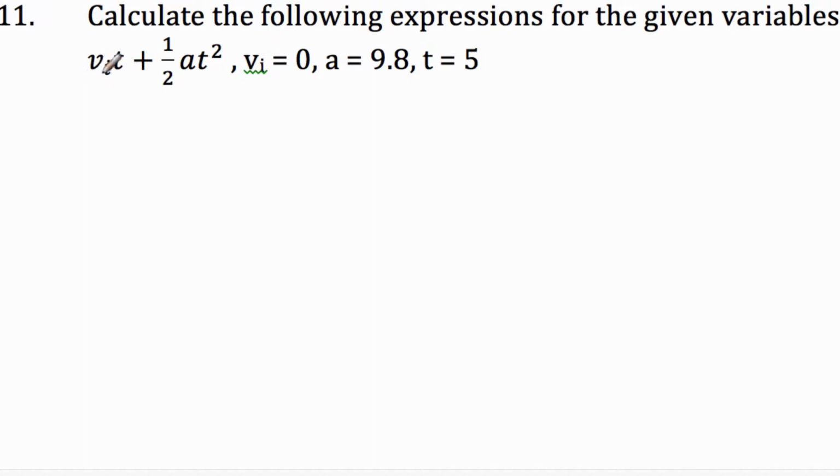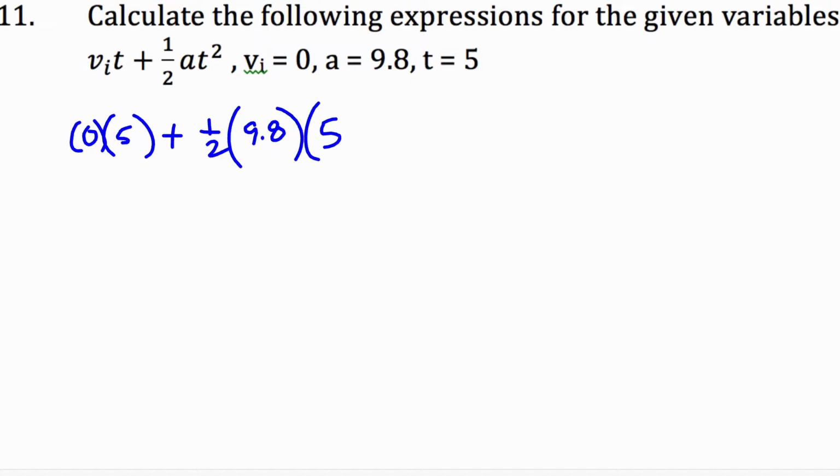All right. Calculate this expression for given these things here. So here's my formula. Vi is 0 times the time is 5, plus 1/2 times acceleration is 9.8 times the time squared, 5 squared. So 0 times anything is 0. Half of 9.8 would be, I think, 4.9. And then 5 squared is 25.